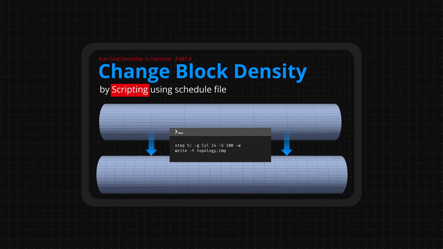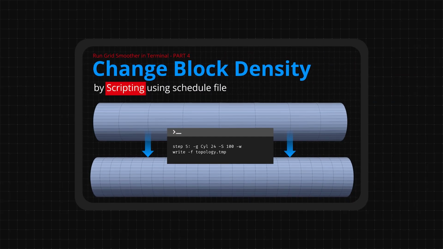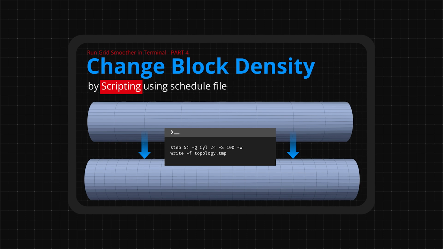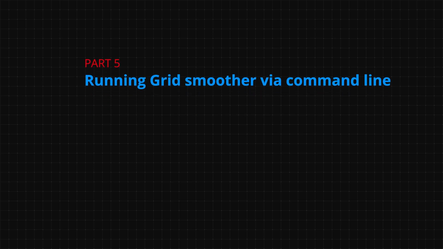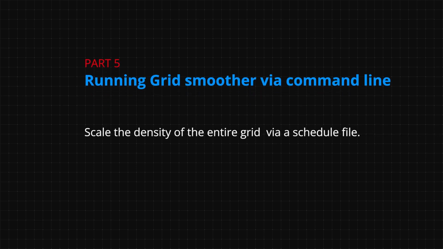In the previous video, we demonstrated how to change the density of a particular edge of a block via a schedule file. In this video, which is part 5 of the Running Grid Smoother via Command Line series, we'll discuss a way to scale the density of the entire grid via a schedule file.